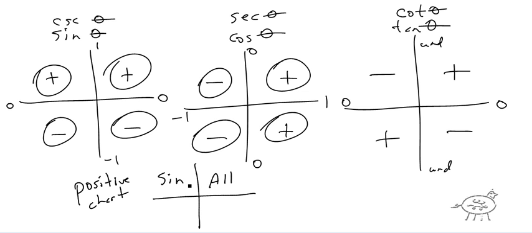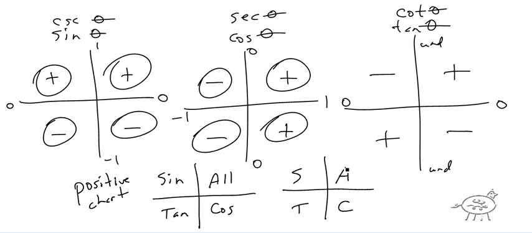Sine is positive here. Tangent is positive here. And cosine is positive here. Okay, of course with the reciprocal functions. So that's the summary chart. Now this is kind of the way you remember it. It's a little weird way to remember it. But ASTC, all students take calculus, which is important.